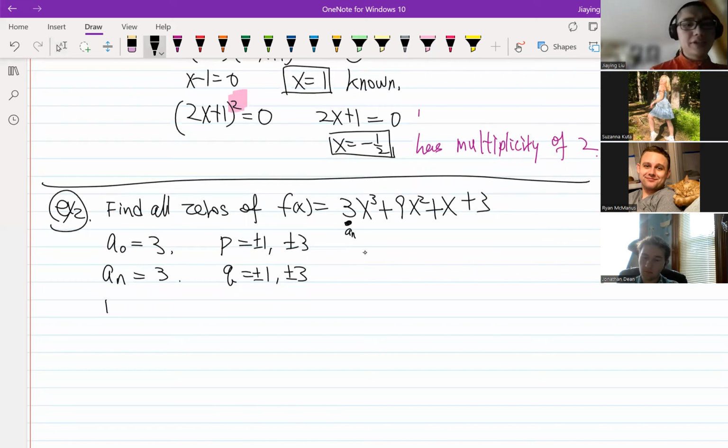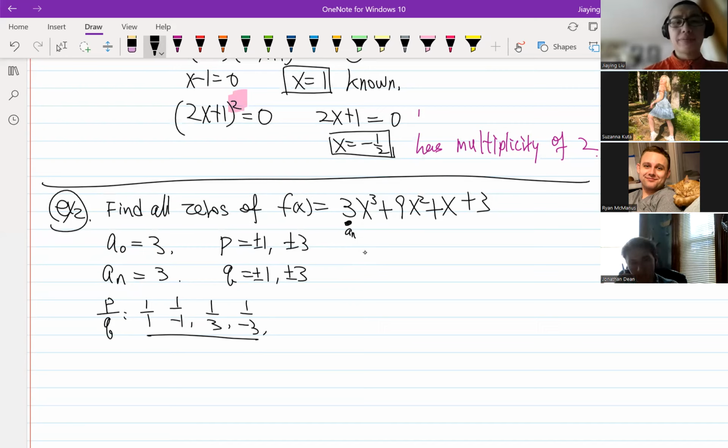Okay, and the next thing is to find all possible P over Q. So let's see, we have positive 1 for P. So that could be 1 over 1, 1 over -1, 1 over 3, 1 over -3. And then we could also have -1 for P. So we get -1 over 1, -1 over -1. But it turns out that they're going to be repeating those 4 numbers, so I'm not even going to write it.